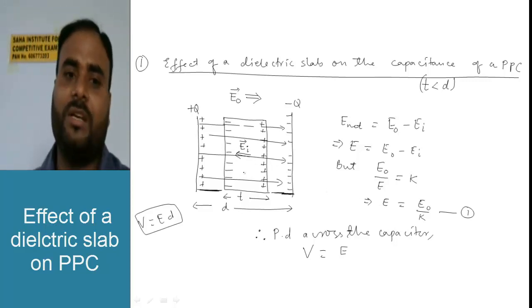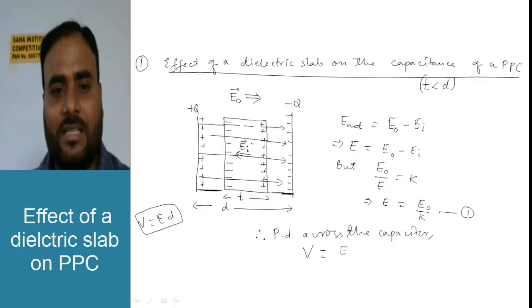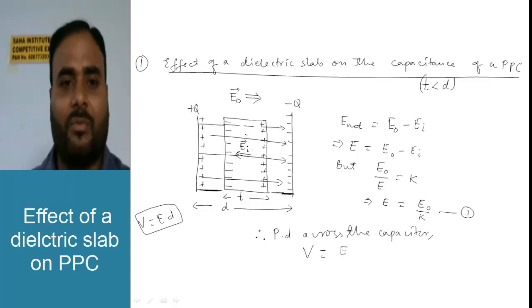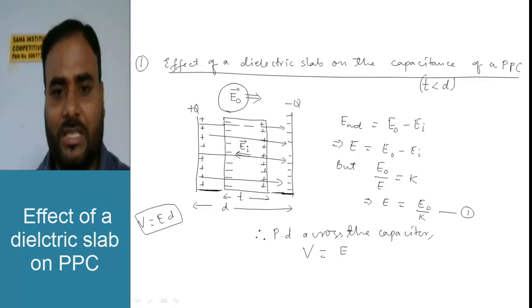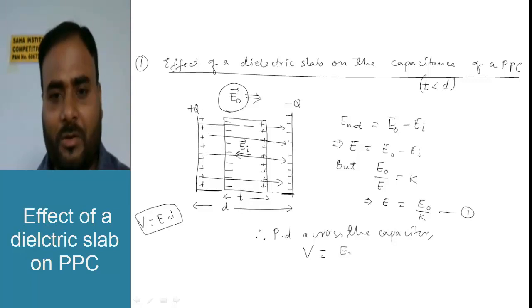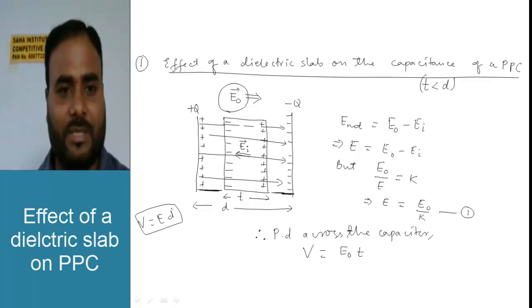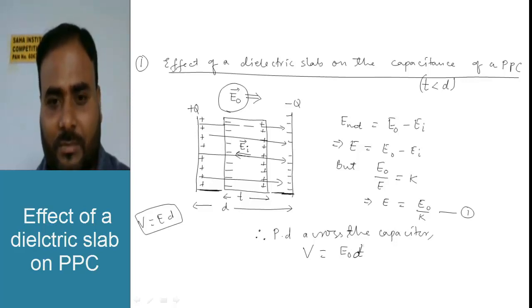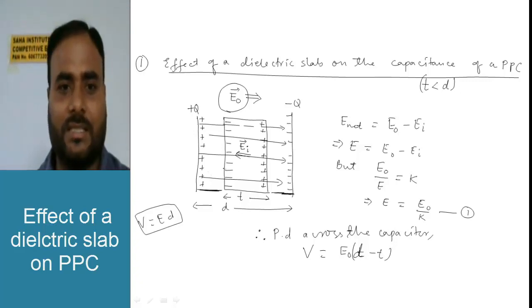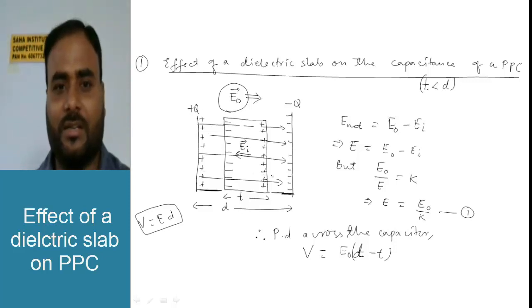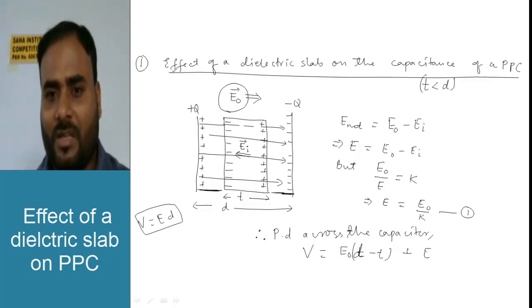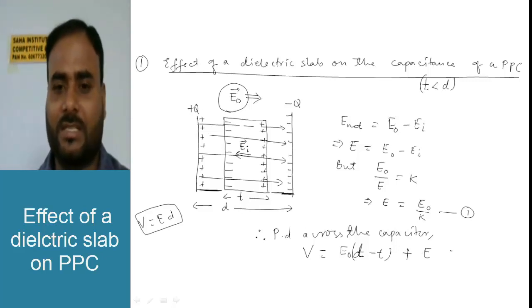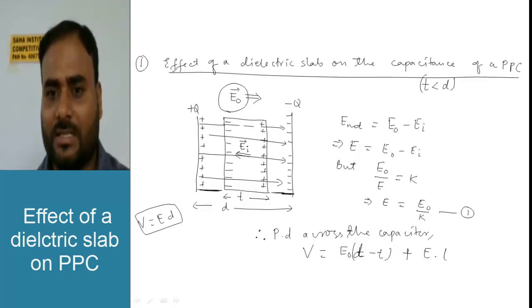If this slab were not polarized, then the electric field across the slab would be this same E naught only, because this was available everywhere. So now there will be E naught times T. Here in place of D I'll write T, no, I'm so sorry, it's D minus T. Where E naught is present, it's D minus T. Except this, everywhere E naught is present, plus E, the net field in the slab, times its thickness or the separation, it's T.